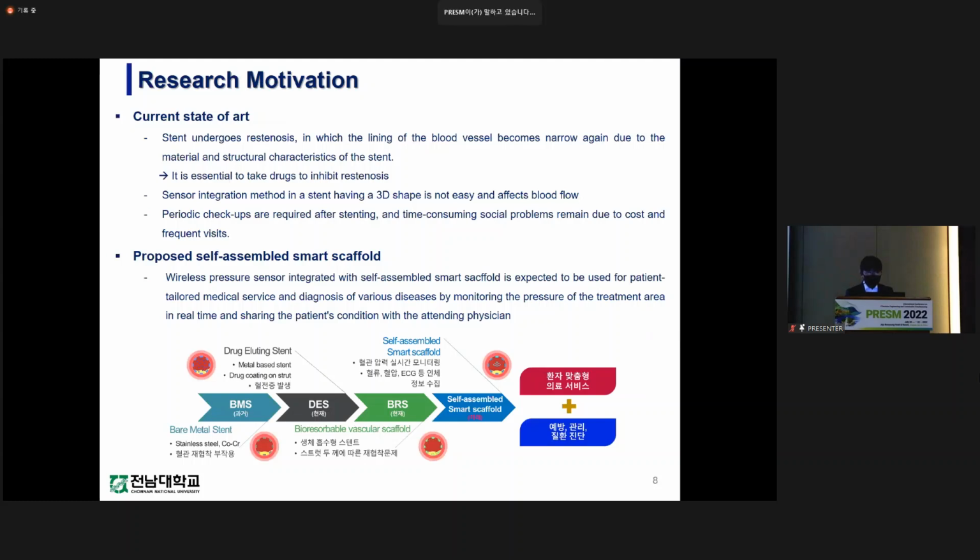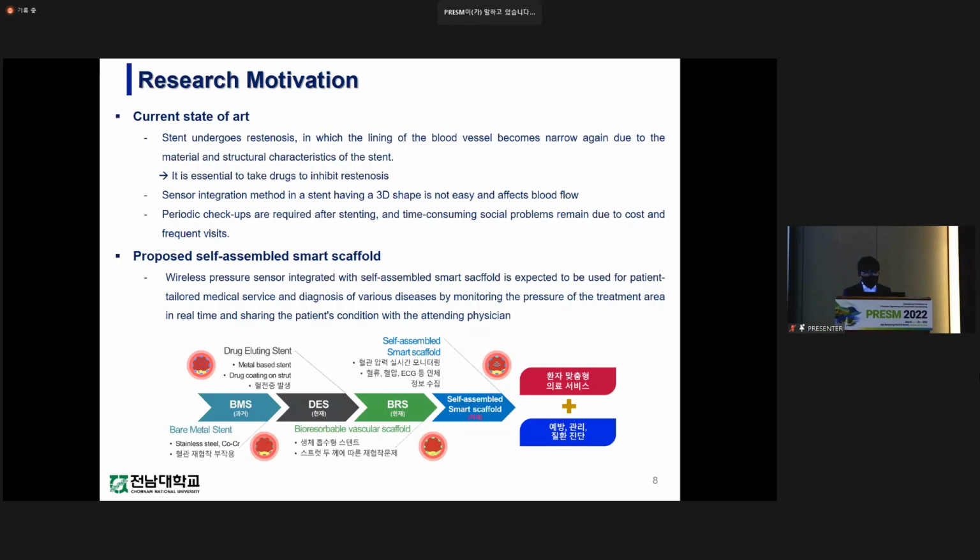To summarize the current state of the art, stents undergo restenosis in which the lining of the blood vessel becomes narrow again due to the material and structural characteristics of the stent. Sensor integration in a stent having a 3D shape is not easy and affects blood flow. Periodic checkups are required after stenting, and time-consuming social problems remain due to cost and frequent visits.